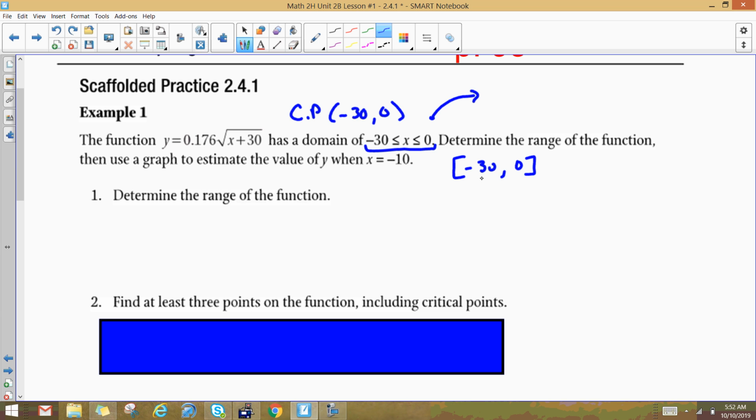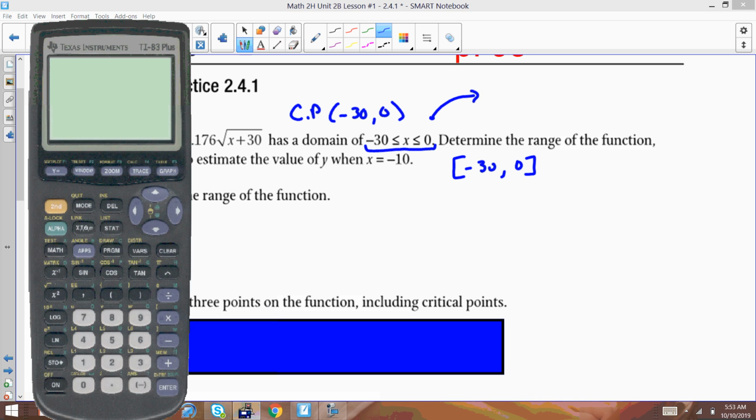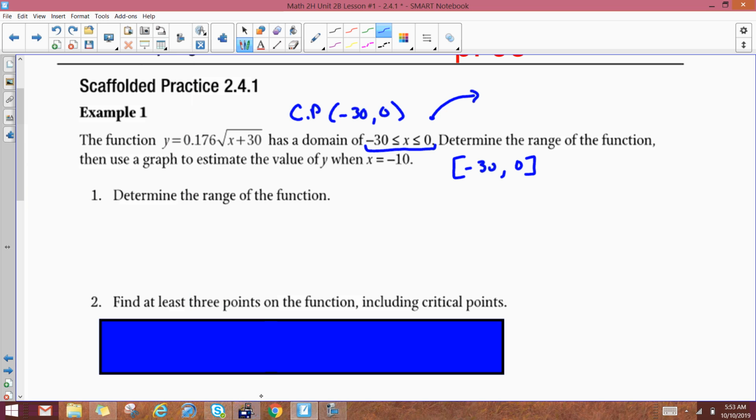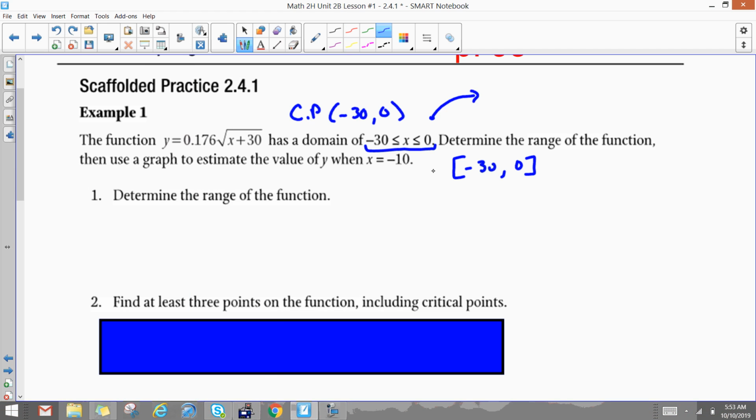Well, remember, domain is the x, range is the y. So right now, I know that when x is -30, I get a y value of 0. But what happens when x is 0? Well, if I substitute 0 into this equation, I'm going to get 0.176 times the square root. If I put in 0, I'm going to do the square root of 30. I get 0.96.